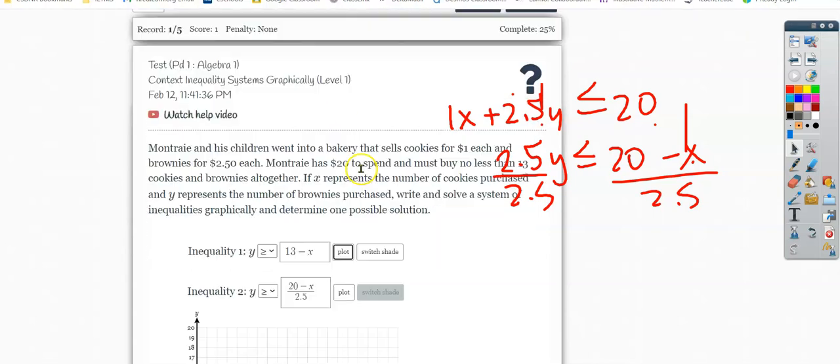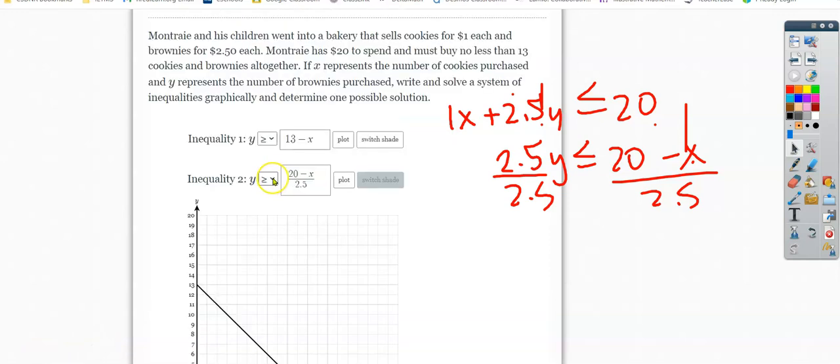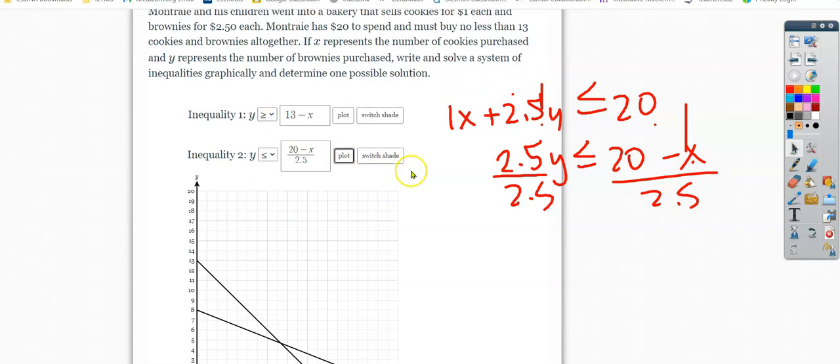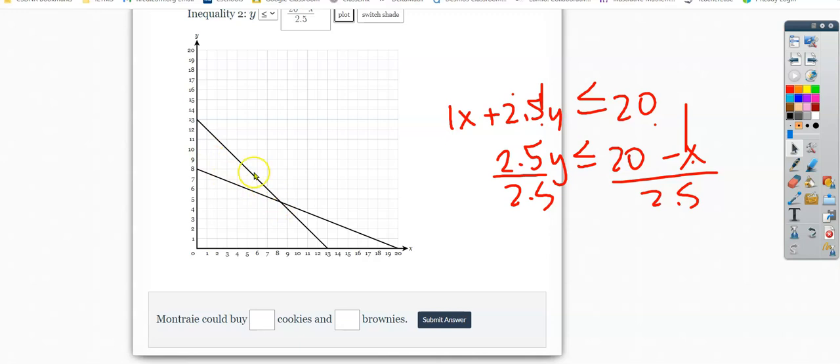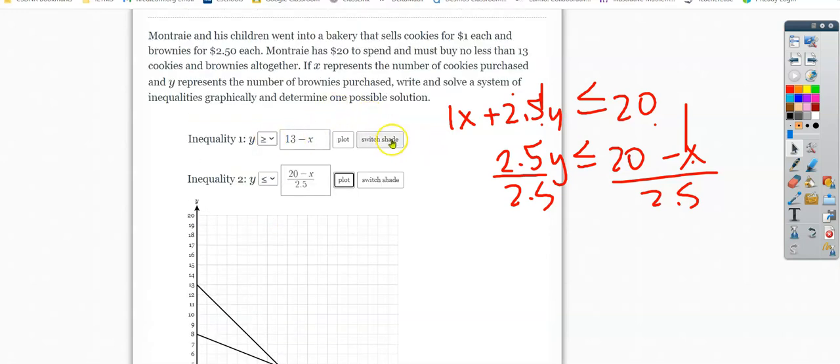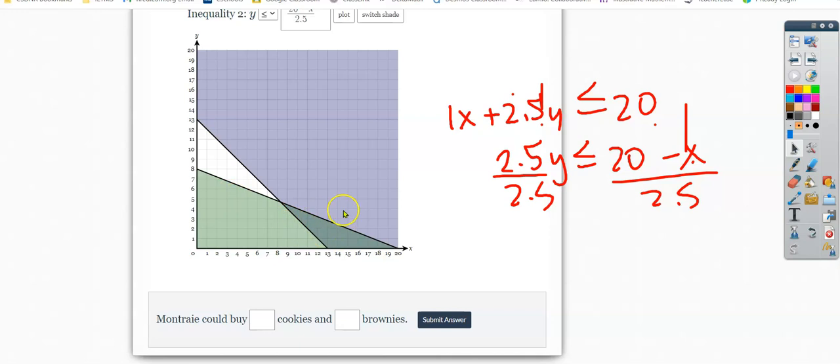Plot each of these. Well, no, I'll plot one at a time. Let me fix this one first down here. It's supposed to be less than. But don't plot it. Oh, it's already plotted. The first one was 13 minus x. So it's this one here, this top one. And it needs to be greater than. So that's this way. And this one is less than, which is this way. Okay, so this is the double shaded region.